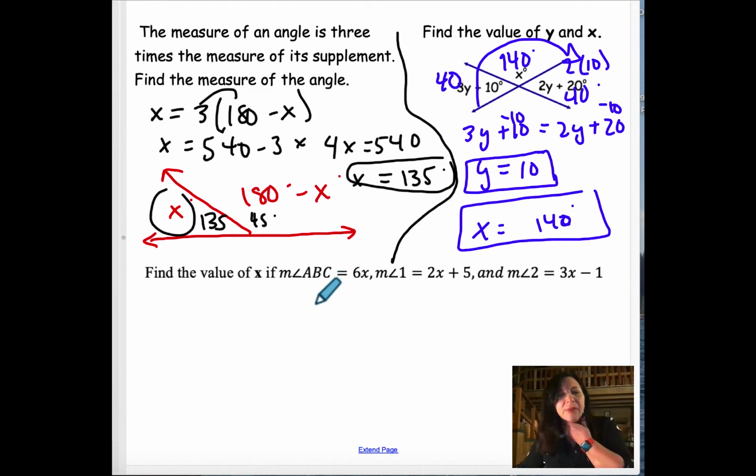Find the value of x, given that ABC. Okay, so we have, looks like I'm missing my picture. Hold on 1 second. Looks like we're missing the picture here, so let me get that real quick.